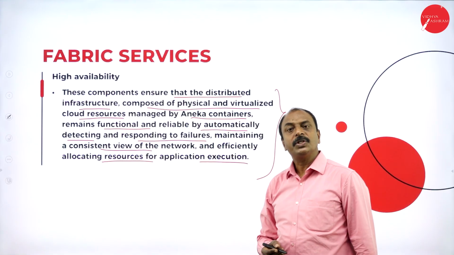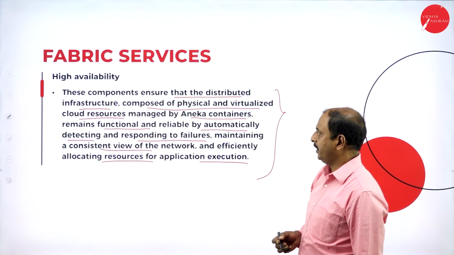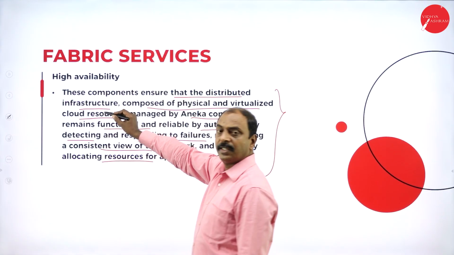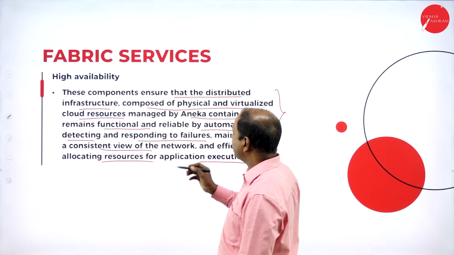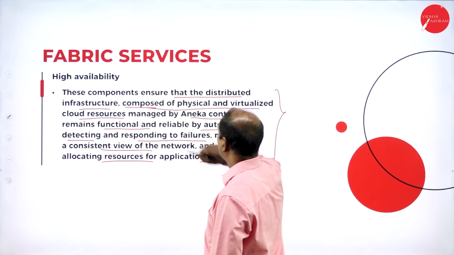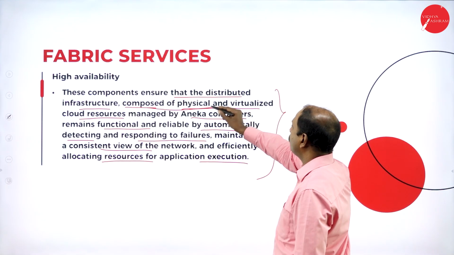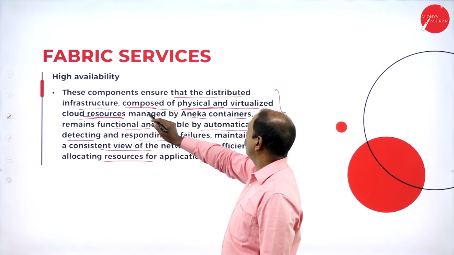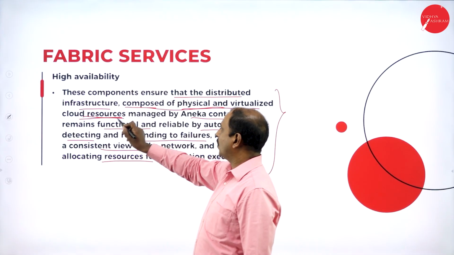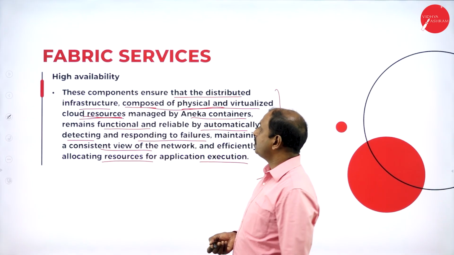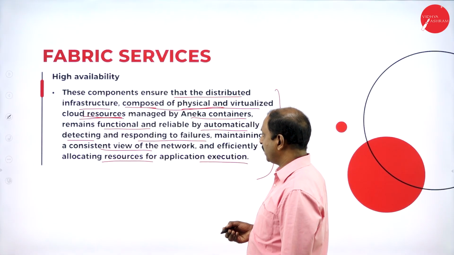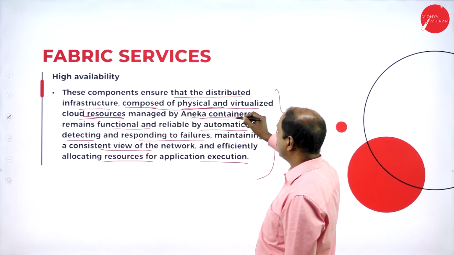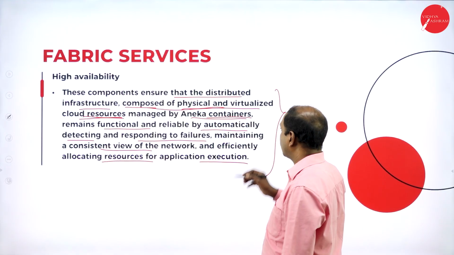So this is the definition or meaning of high availability. If you look at the infrastructure of the Aneka cloud, it is composed of different types of physical resources and virtualized cloud resources. These physical resources and virtualized cloud services make up the infrastructure, and this infrastructure is managed by Aneka containers. This is what we are discussing now, Aneka containers.